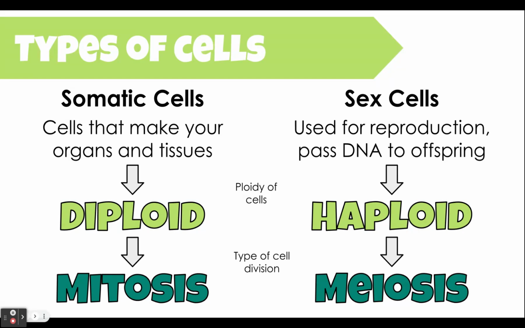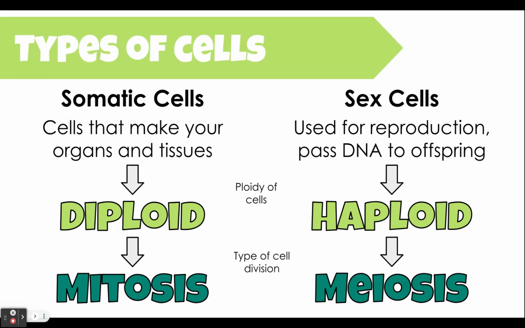We want to make sure that when we go to make more somatic cells, they retain that diploid number. So these cells go through mitosis, which is their type of cell division, in order to make exact identical copies of their cells. We want to make sure that we retain that diploid number. So if a cell starts with 46 chromosomes, after mitosis, it should also have 46 chromosomes.